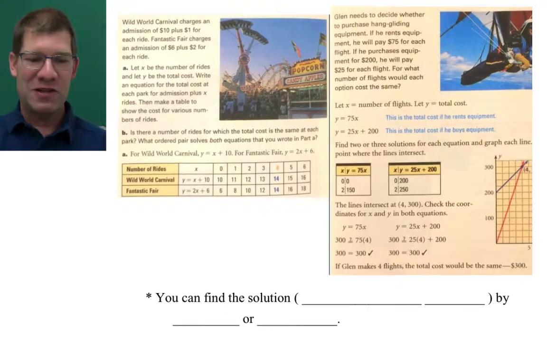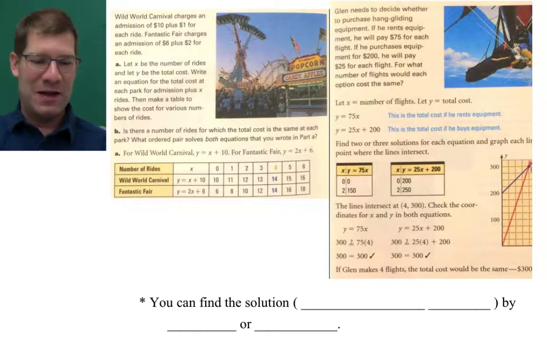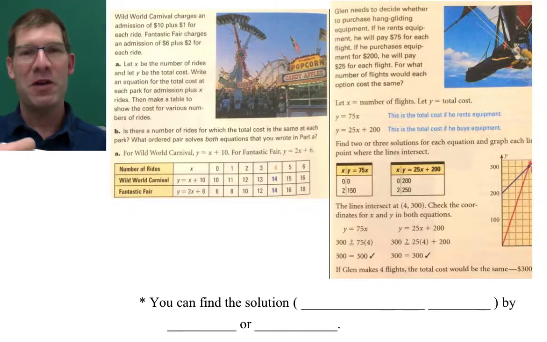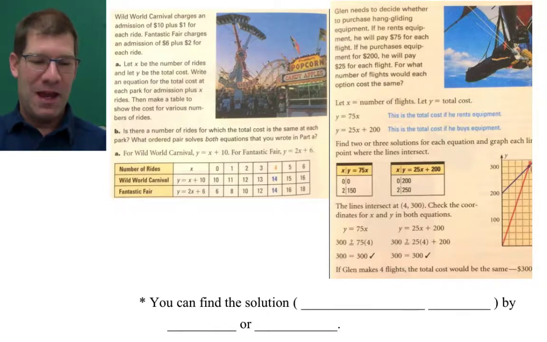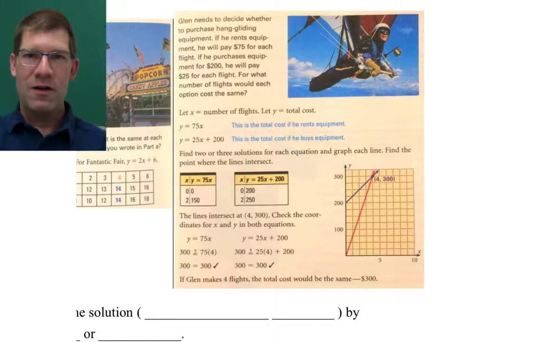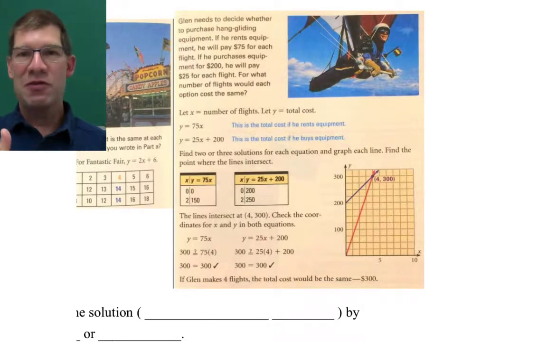So I pulled these examples out of the books. Basically, a quick summary is we have this Wild World Carnival, which charges a certain amount for rides. We have a Fantastic Fair, which charges a certain amount. They're trying to say for how many rides the cost is going to be the same. And for this, we have an equation for each. All right, so I pulled a couple examples from the book, and we're going to look at these.